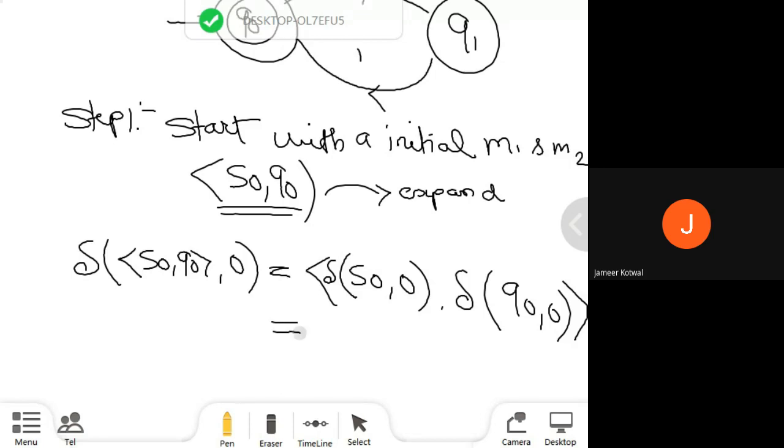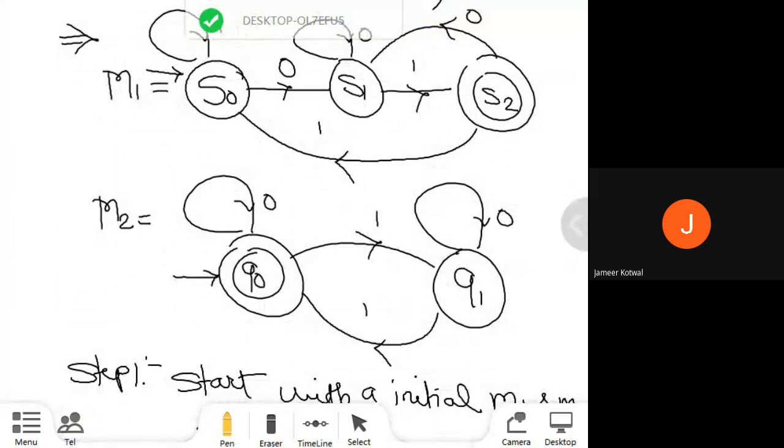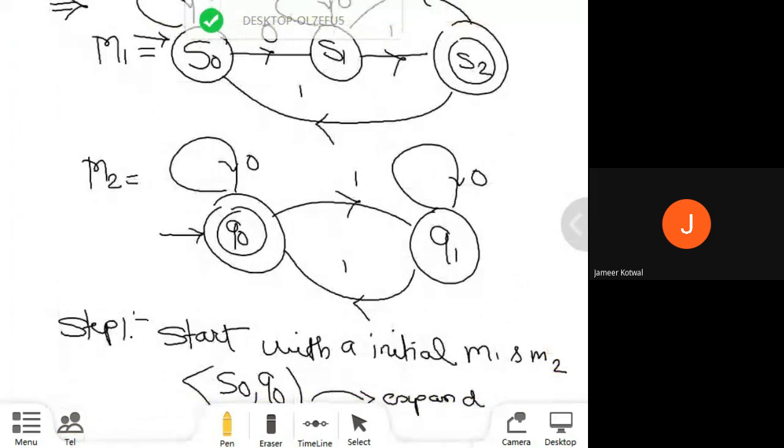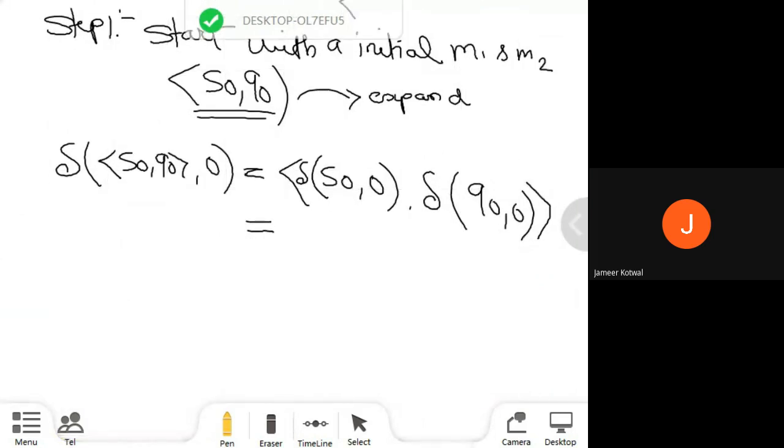So S0 मध्ये जर मी 0 प्रोसेस केलं, त्यासाठी मी सांगितले की डायग्राम ड्रॉ करा, बरोबर. S0 मध्ये जर मी 0 प्रोसेस केलं तर तो S1 ला रीच होतो, आणि Q0 मध्ये 0 प्रोसेस केल्यानंतर तो Q0 स्टेटला जातो. मीन्स हियर द आउटपुट इज S1 and Q0. This will be the output.